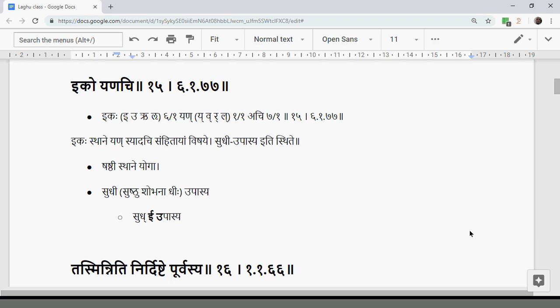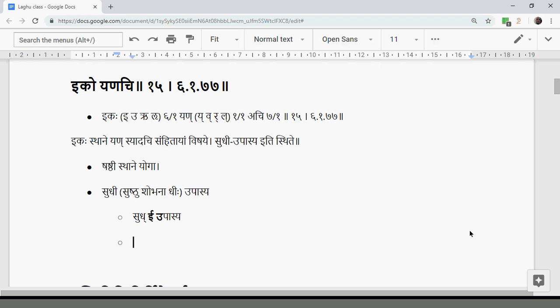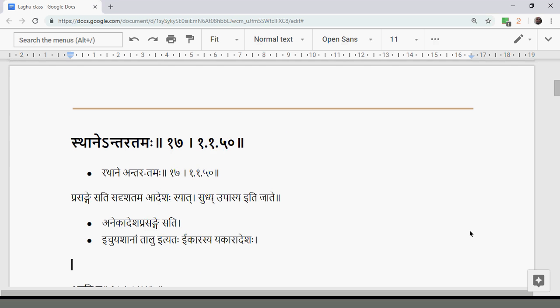Okay, not here, let's say between ikara and ukara and yan: ikara and yan, ukara and yan. Both should be compared: which is the closest? Which is the sthana for i, which is the sthana for u, and which is the sthana for ya, va, ra, la? This can be compared and you see which is the adesha you get here from the sthane antaratamah.